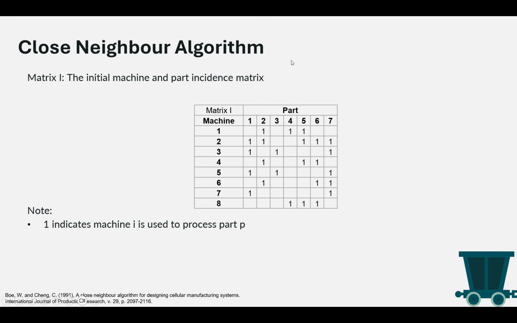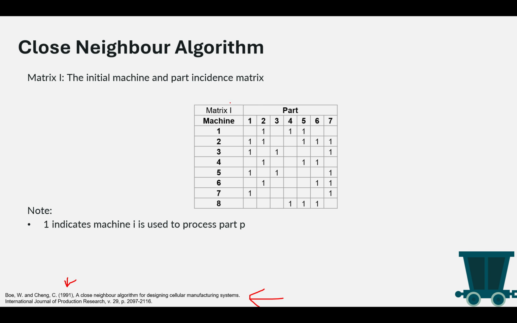Welcome back. This video provides an explanation about the Close Neighbor Algorithm. This algorithm was developed by Boe and Cheng in 1991. You can access this paper.